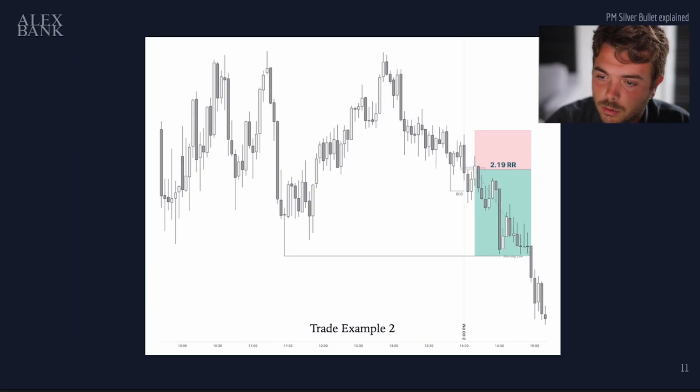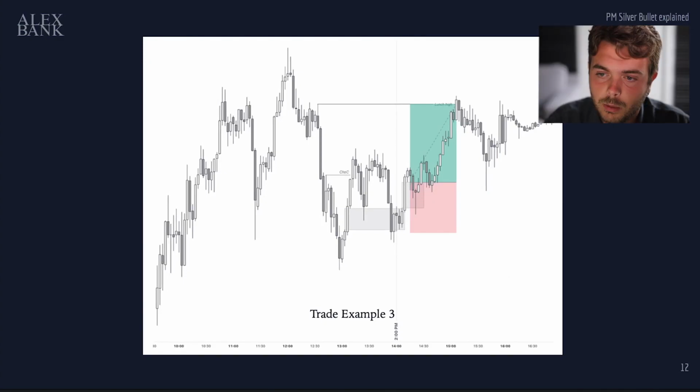This is trade example 2 on 3 minutes. We have the morning lows, which is our target. We have a break of structure caused by a displacement, we have also a fair value gap. As price fills the fair value gap, we enter, stop loss above the previous swing high, and take profit can be at the morning low. This is a very easy 2RR.